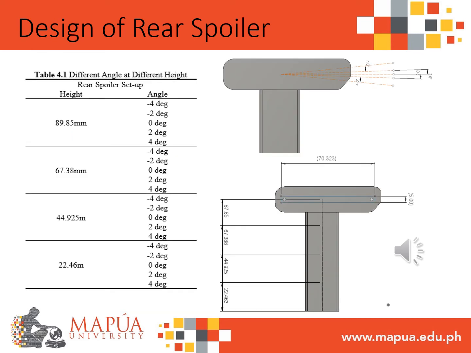To meet the objectives of the study, we will be simulating different setups of angle and height of the rear spoiler on this sedan car. The maximum height of the rear spoiler that we'll be using is 89.85 millimeters, which is perpendicular from the stand of the rear spoiler to the roof of the vehicle. And for the angle, we will be using -4 degree, -2 degree, 0 degree, 2 degree, and 4 degree angles.